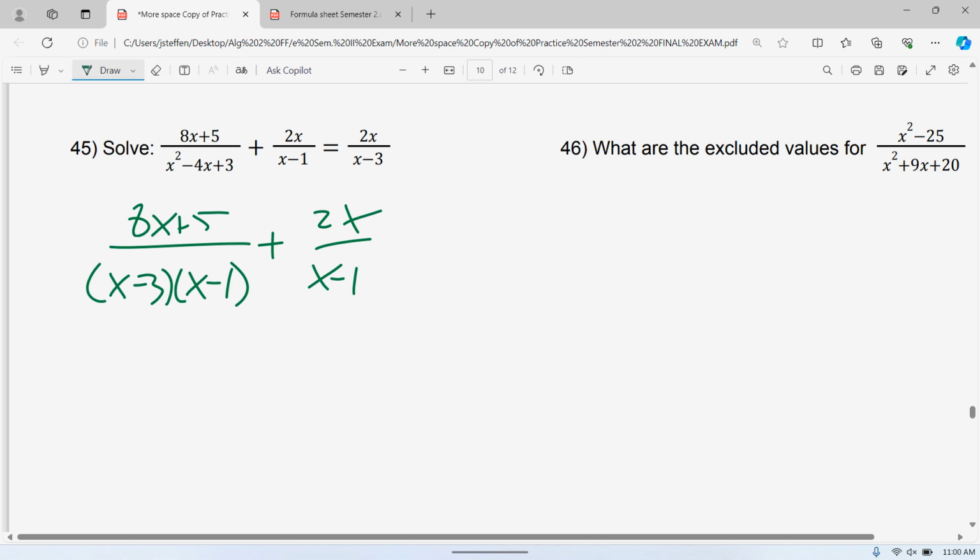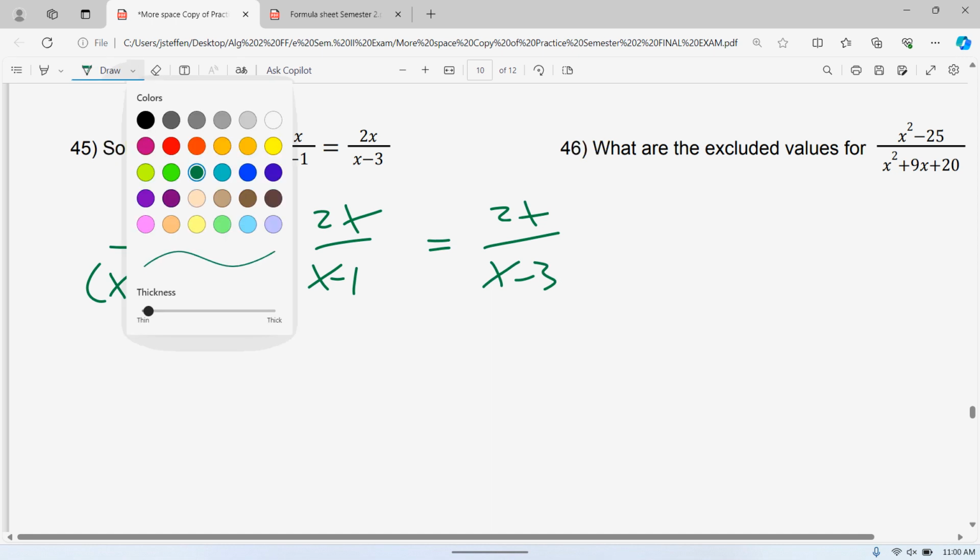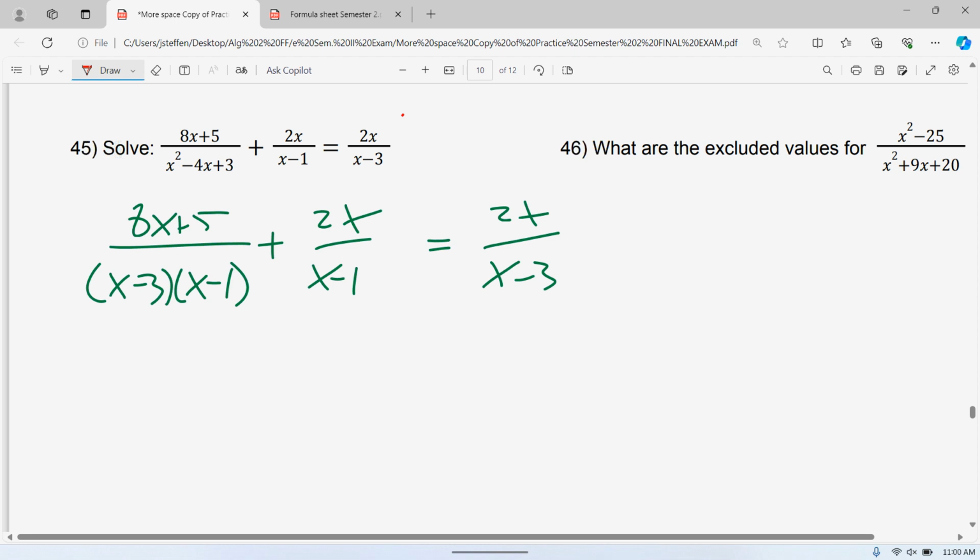X over x minus 3. I left myself some space because I know what's coming with this. Now we need all the denominators to be the same. So this one has an x minus 3, this one has an x minus 3, and this one doesn't, so I need to put it in there. So multiply top and bottom by x minus 3. So now they all have an x minus 3. Now they need an x minus 1, so these two have it, and this one doesn't, so I need to multiply top and bottom by x minus 1.